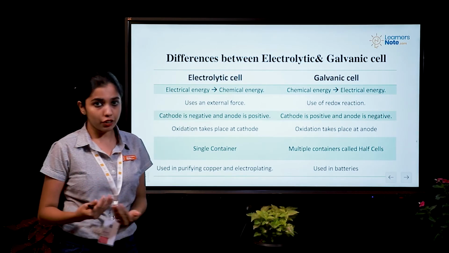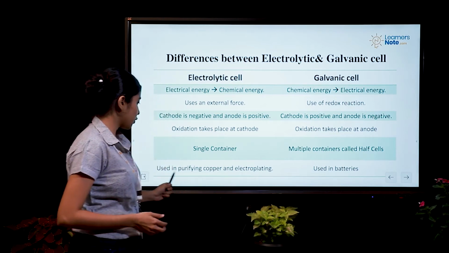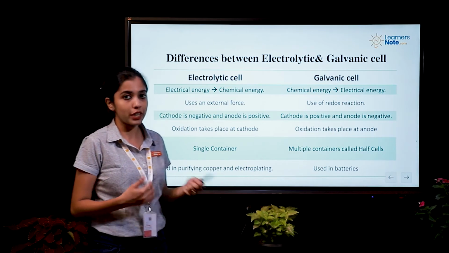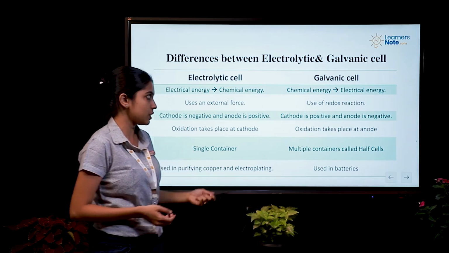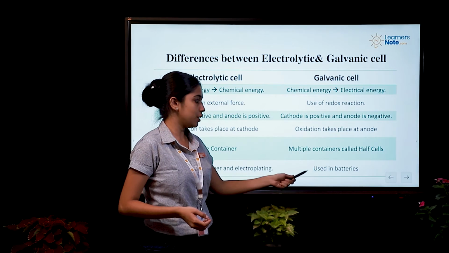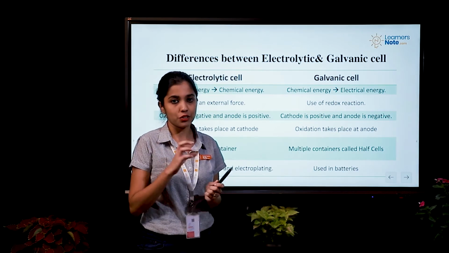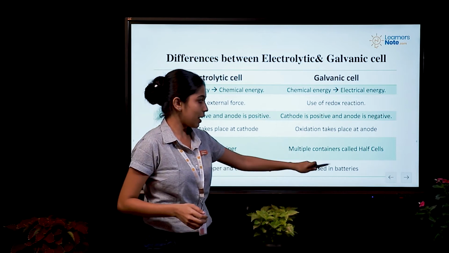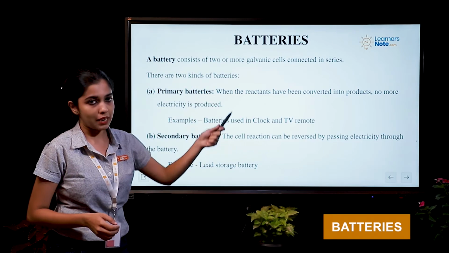And when you are talking about uses, you have the electrolytic cell, which is used for electroplating and electrolysis purposes, whereas the galvanic cell is used in batteries that you use in your daily life. Okay. Now with that we will move on to the next topic, which is batteries.